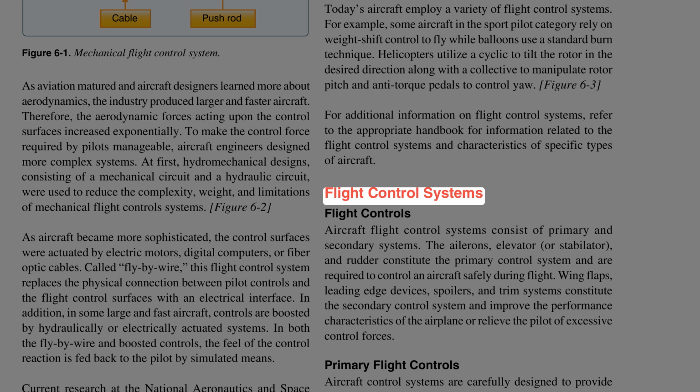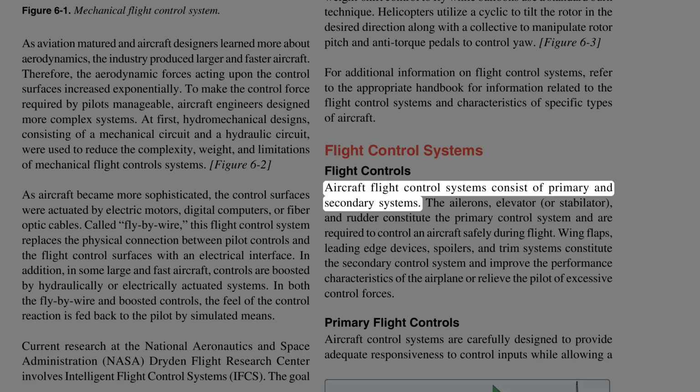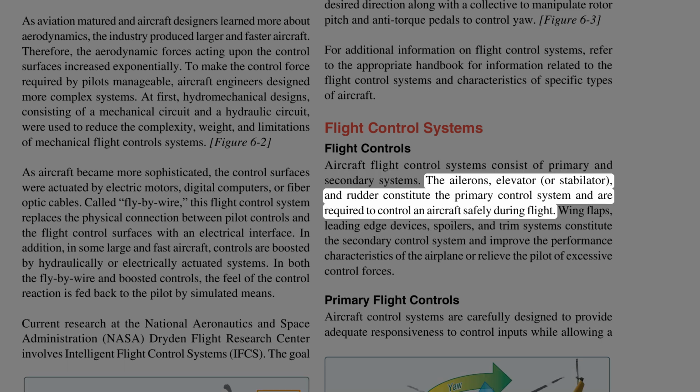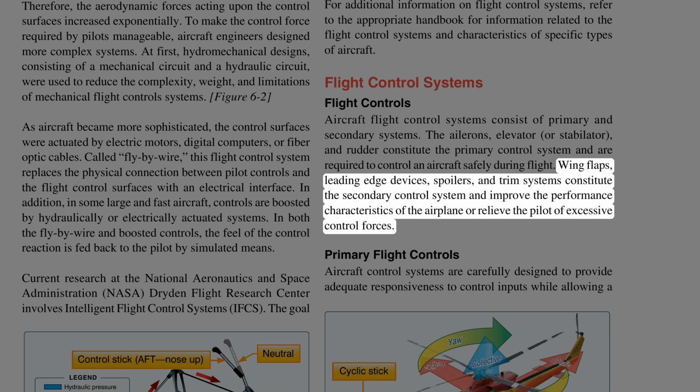Flight control systems. Flight controls. Aircraft flight control systems consist of primary and secondary systems. The ailerons, elevator, or stabilator, and rudder constitute the primary control system and are required to control an aircraft safely during flight. Wing flaps, leading edge devices, spoilers, and trim systems constitute the secondary control system and improve the performance characteristics of the airplane or relieve the pilot of excessive control forces.